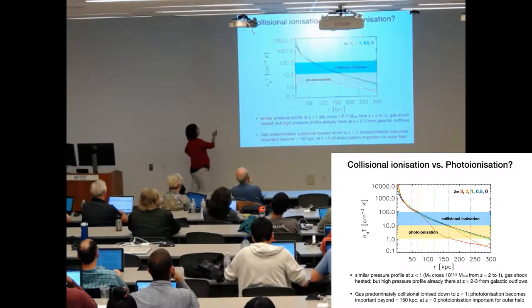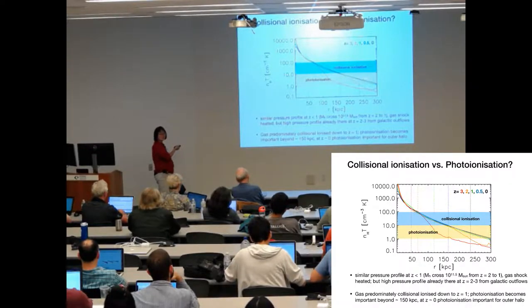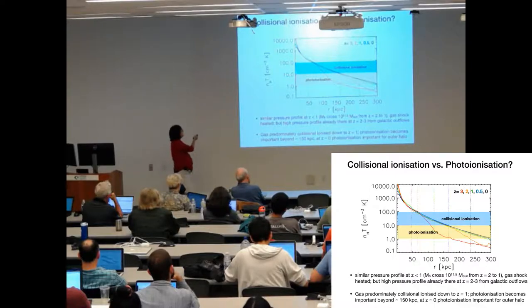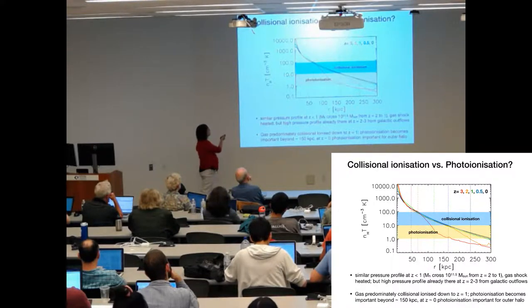What we can see initially is that from redshift 1 all the way to redshift 0, there is not much changing in the pressure profile. And this is interesting because redshift 2 to 1 is also the transition from cold mode to hot mode accretion. So once the gas gets really virialized to hot mode, the pressure profile seems to become constant and doesn't evolve that much. What we can see in the shaded region is that collision ionization is important, maybe all the way up to 150 kiloparsec or so, at a virial radius of around 0.5-ish.